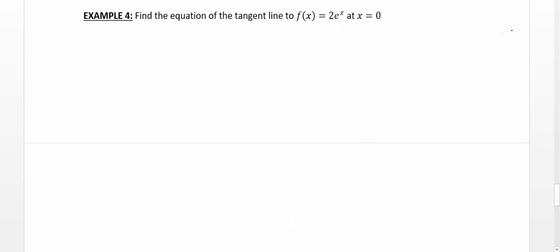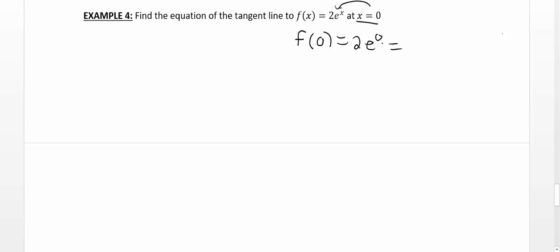Example 4. Find the equation of the tangent line to f of x equals 2e to the x at x equals 0. So remember, to find the equation of a line, we're going to need a point and a slope. Our point we get by taking our x value and plugging it into the original function. Because again, this is the one point that's shared by both the function and the tangent line.